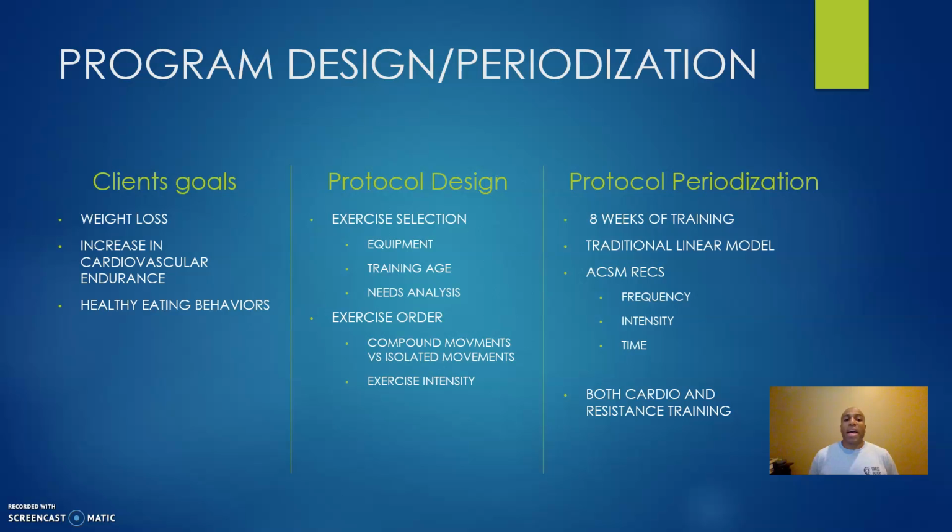And then to go along with that, the exercise intensity does relate to that. So your compound movements, your multi-joint movements are going to be higher intensity. Hence, those are going to be put first in the exercise order. And then your selectorized or isolated movements would be moved down lower in the order due to their lower intensity needs.